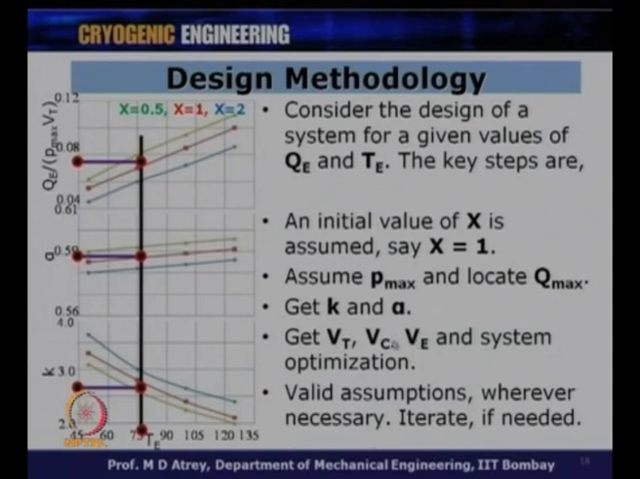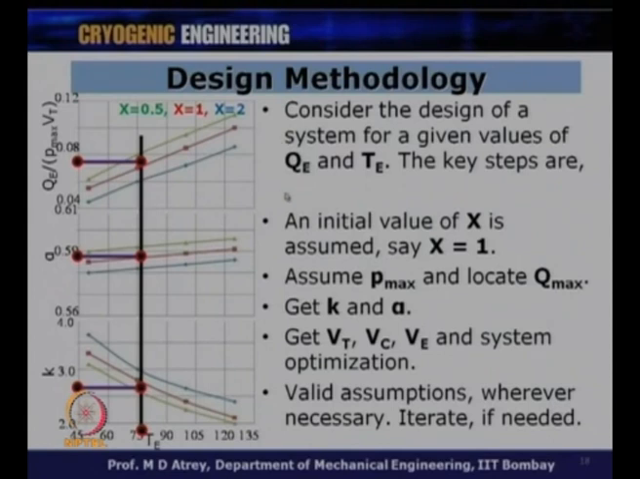Are they okay? If they are not, I can change the value of x and go back to the top again and iterate using this optimization chart. This gives the very simple first order guess to get the value of a particular QE at a particular TE. Now, as I said earlier, I will take this value of QE in this particular argument over here as 3 times QE required.